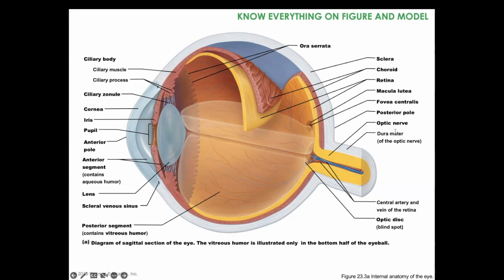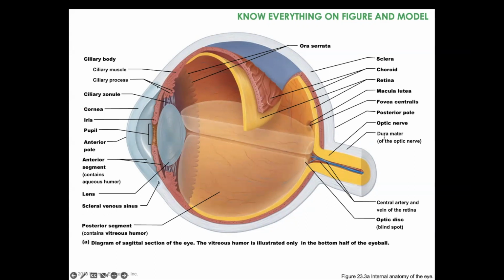Within that posterior segment, the retina in yellow detects light from the environment, and deep to the retina is the choroid layer that picks up extra light that may have gotten through the retina. Surrounding the posterior segment is the sclera, which makes up the white of your eye.